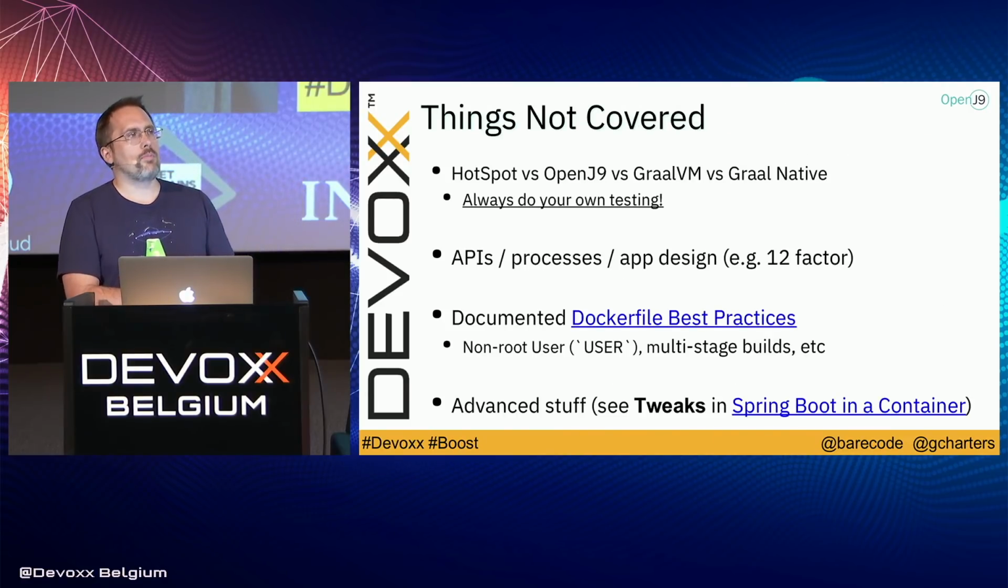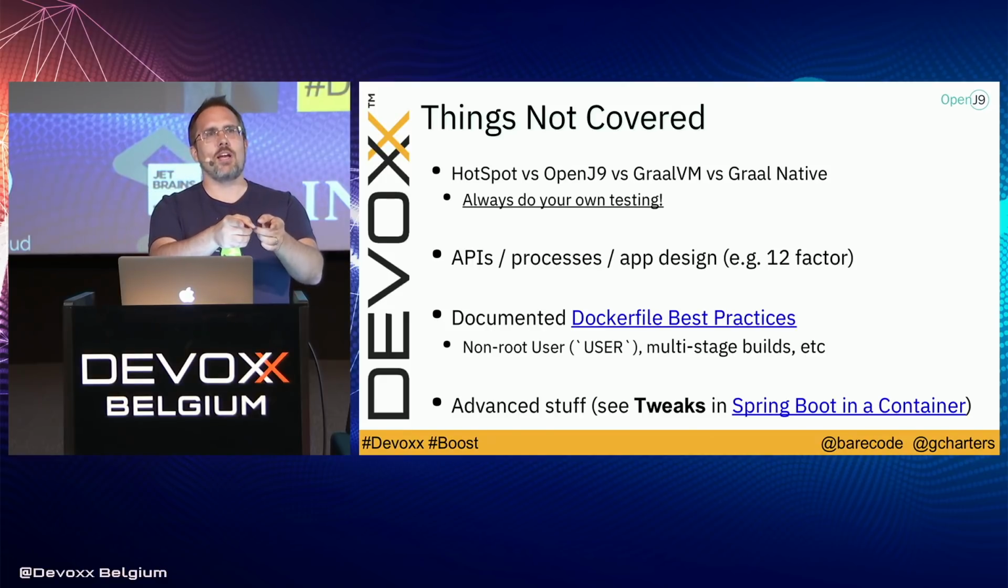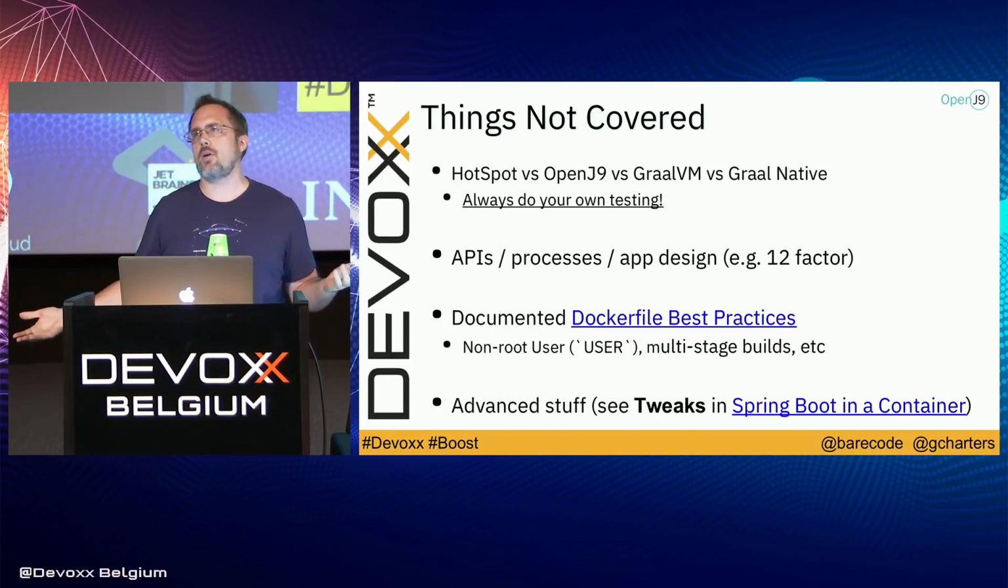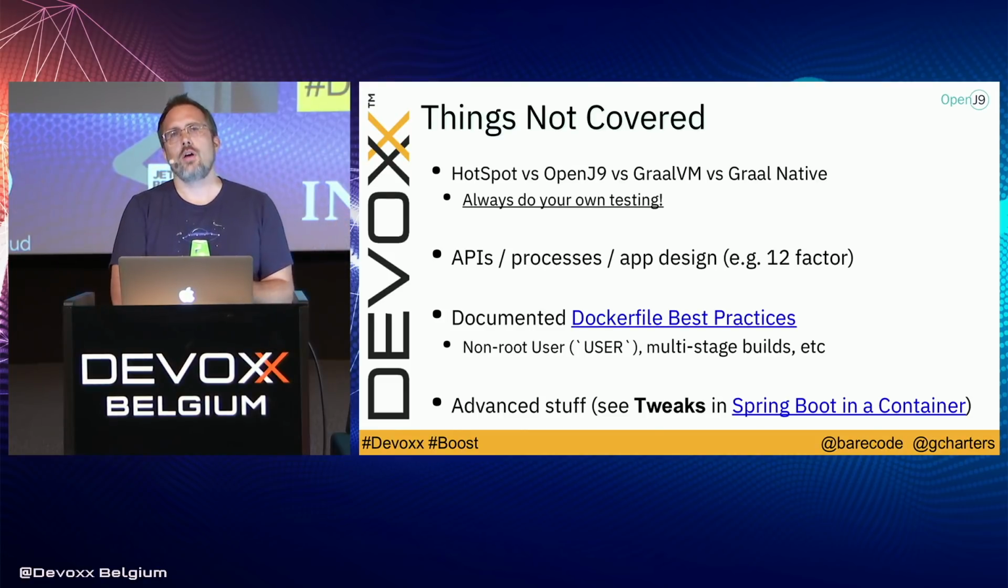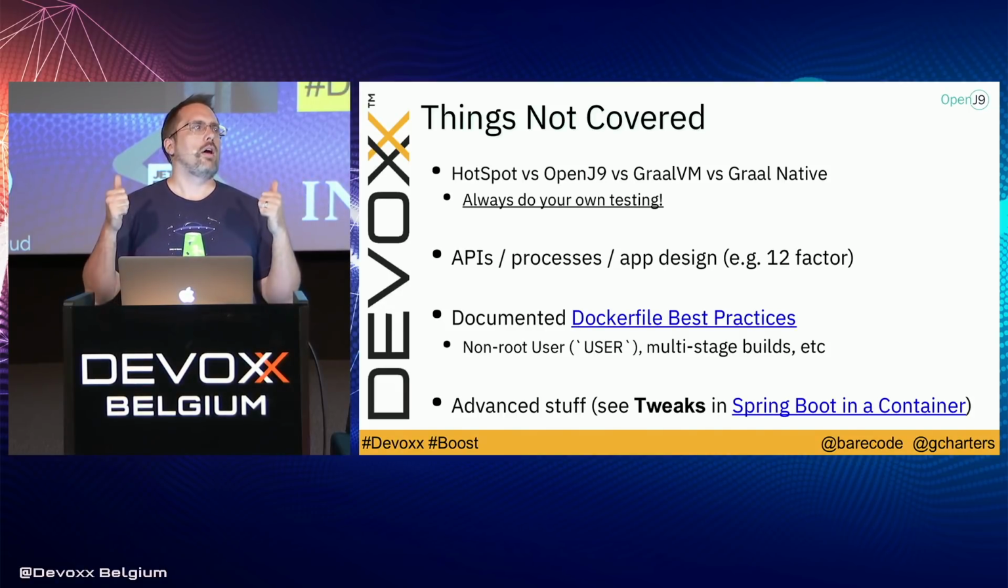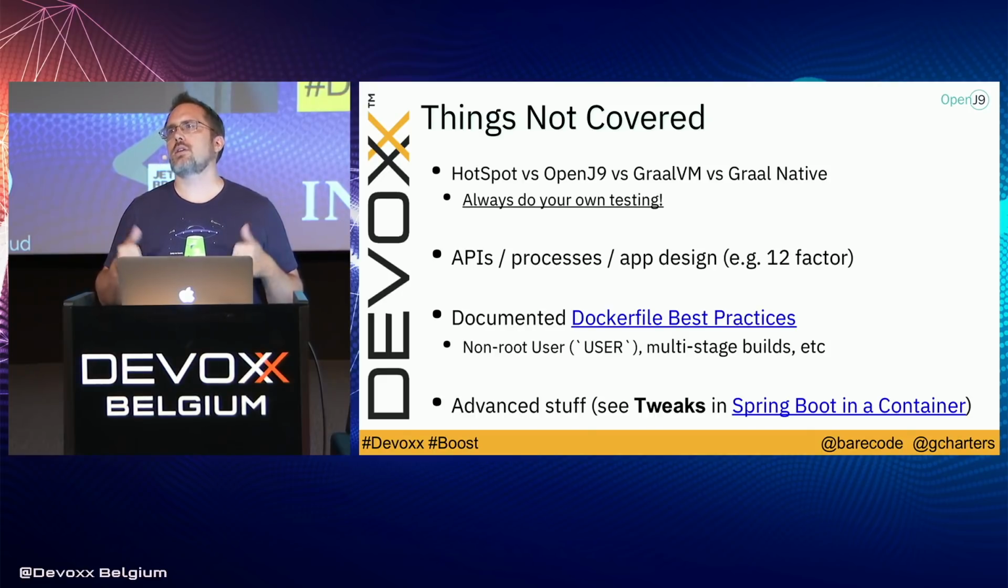So we've got 2.5 minutes left according to my screen. So what are all the things that we didn't talk about, right? 30 minutes is not a whole lot of time to cover the giant world of Docker and Spring Boot. So we did not talk about here the difference between hotspot, OpenJ9, Graal VM, and Graal native, right? I'm up here making claims about how hotspot and OpenJ9 are awesome. As always, do your own testing, validate your stuff.